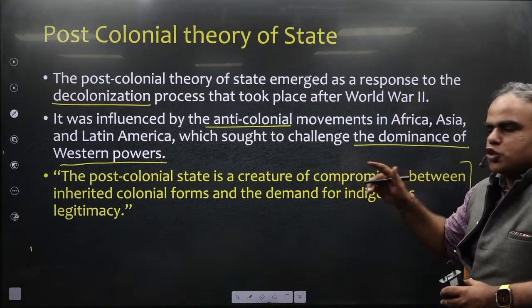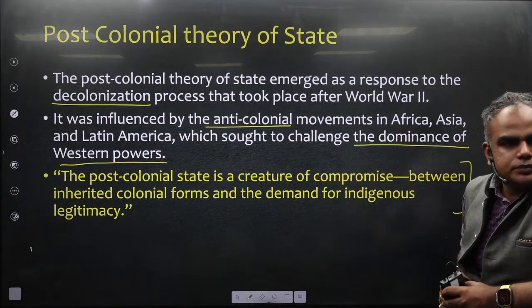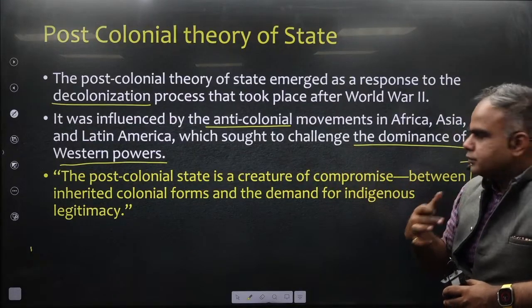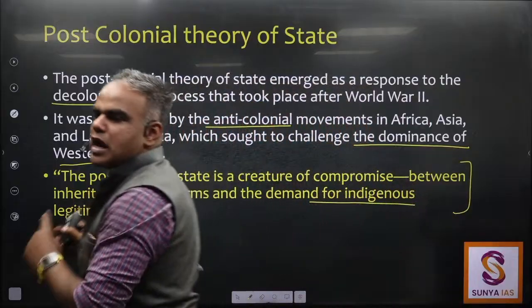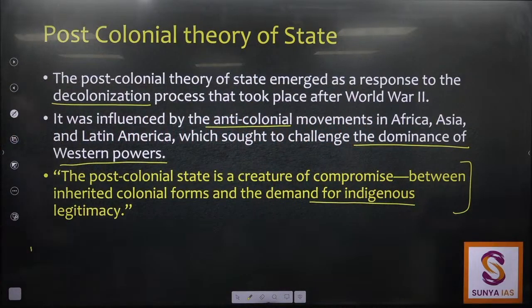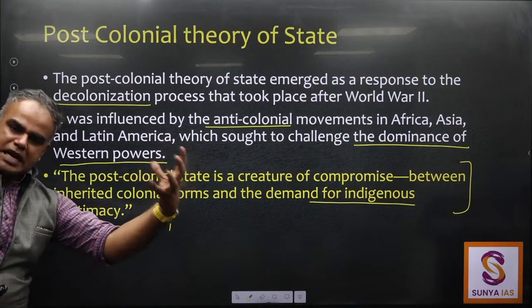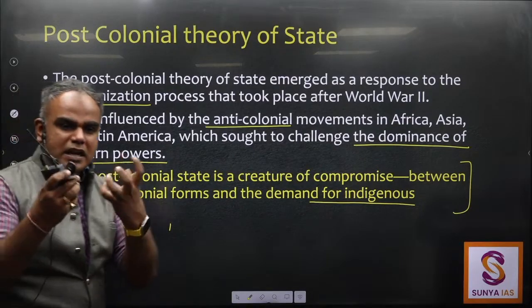For example, the post-colonial state is a creature of compromise between inherited colonial forms and the demand for indigenous legitimacy. This is a very good line to use. इसमें दोनों चीज बता दी. Think from Hamza Alavi's perspective also. आपने पूरी चीज inherit करी है, but at the same time you also want legitimacy. So it's a very difficult compromise to have.